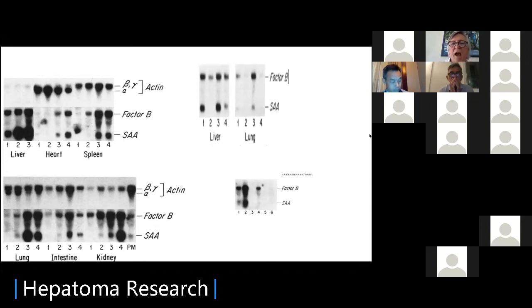And here we treated the animals with interleukin-1, and we showed that there is a dose-dependent induction of serum amyloid A and factor B in the liver and in the lung also. And the same is true for the macrophages. So we isolated macrophages from the peritoneal cavity or macrophages from the blood, and we could see that those cells also express the acute phase proteins, and these genes behave in the same way as they behave in the liver and the other organs. The next slide.